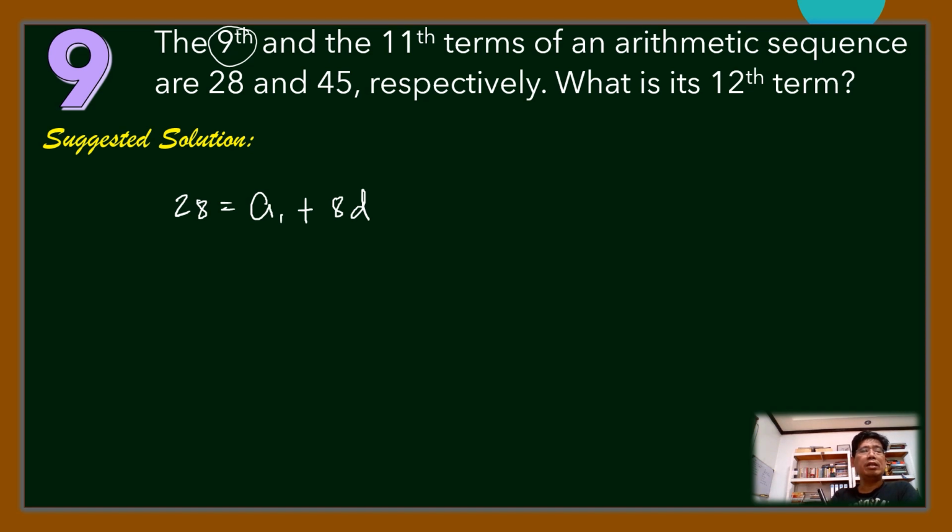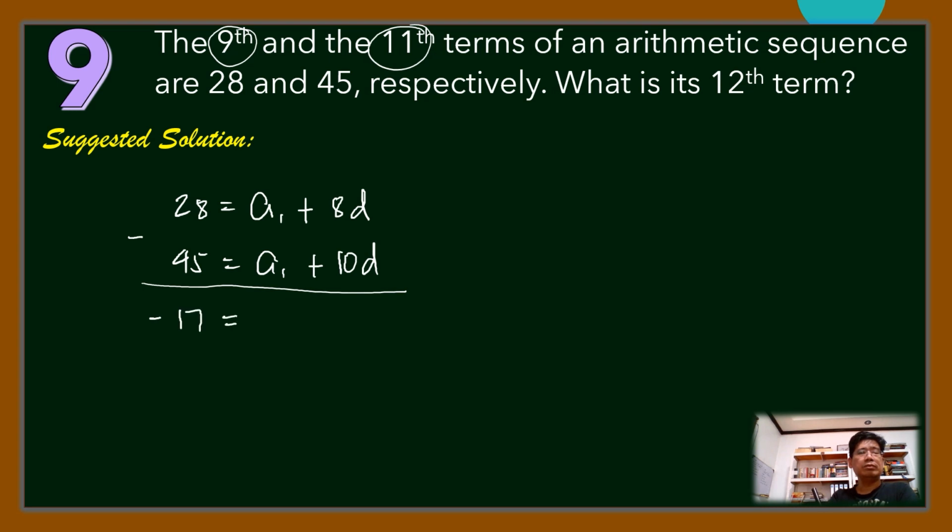And 45 is the 11th term, so we have 45 is equal to a sub 1 plus 10 times the common difference. 10 is from 11 minus 1. If we subtract these two equations term-wise, we'll get negative 17 is equal to negative 2d. Then the common difference is equal to 17 over 2.